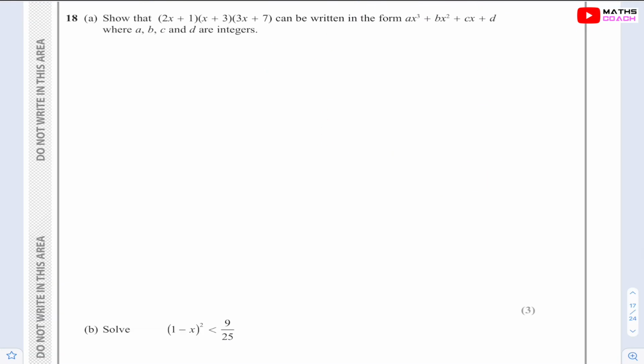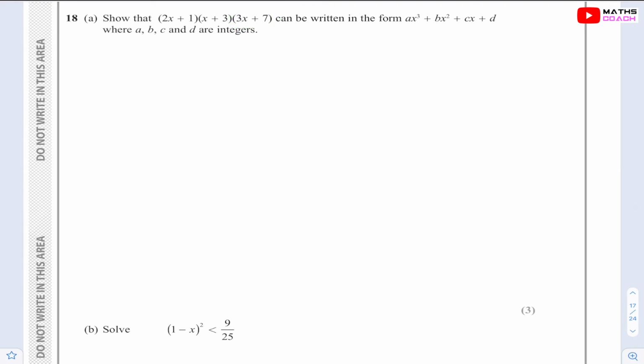Right, question 18. Show that 2x plus 1, x plus 3, and 3x plus 7 can be written in that format, where A, B, C, and D are integers. This basically is to expand triple brackets. I also have a video on expanding brackets. Do check that out if you need further help. Now you can do this in any order if you like, okay? I'm going to choose to expand these two first, and then I'm going to get the result and then expand with the 3x plus 7.